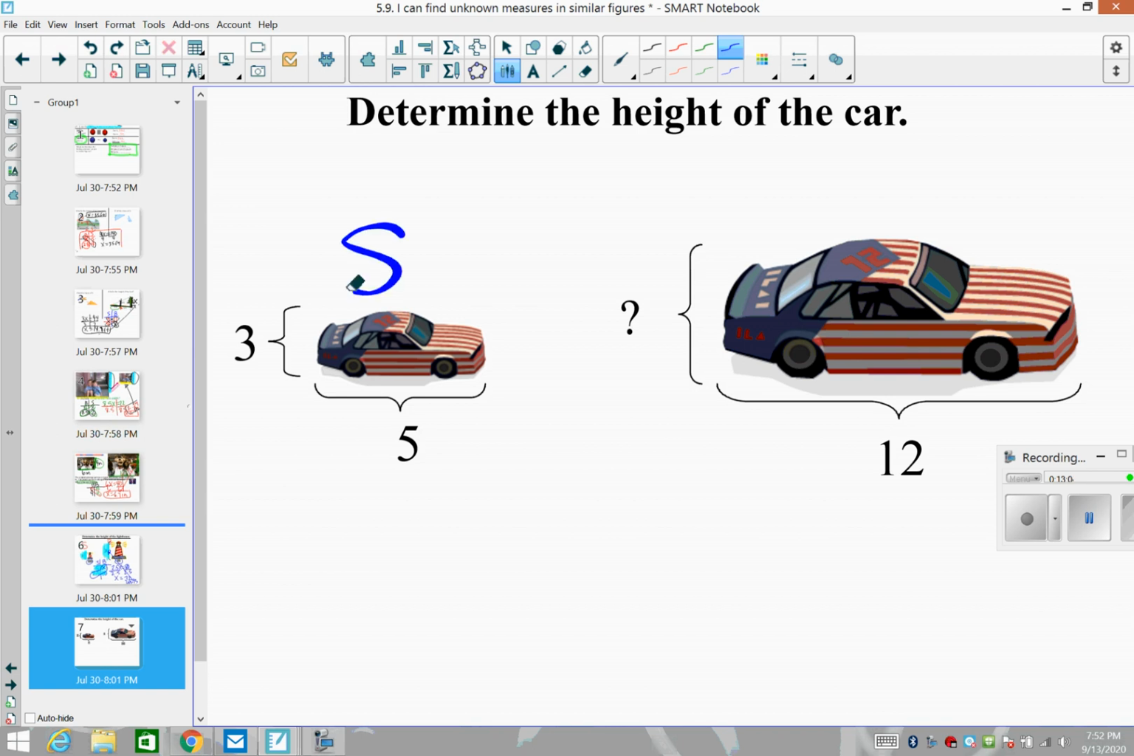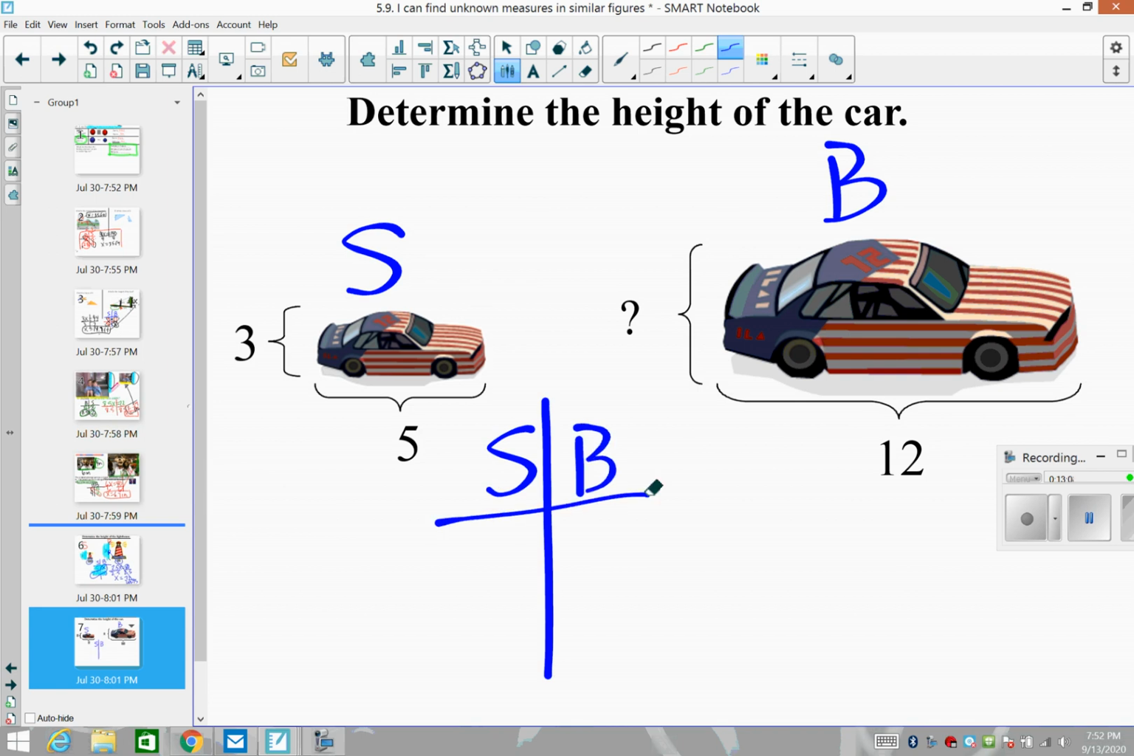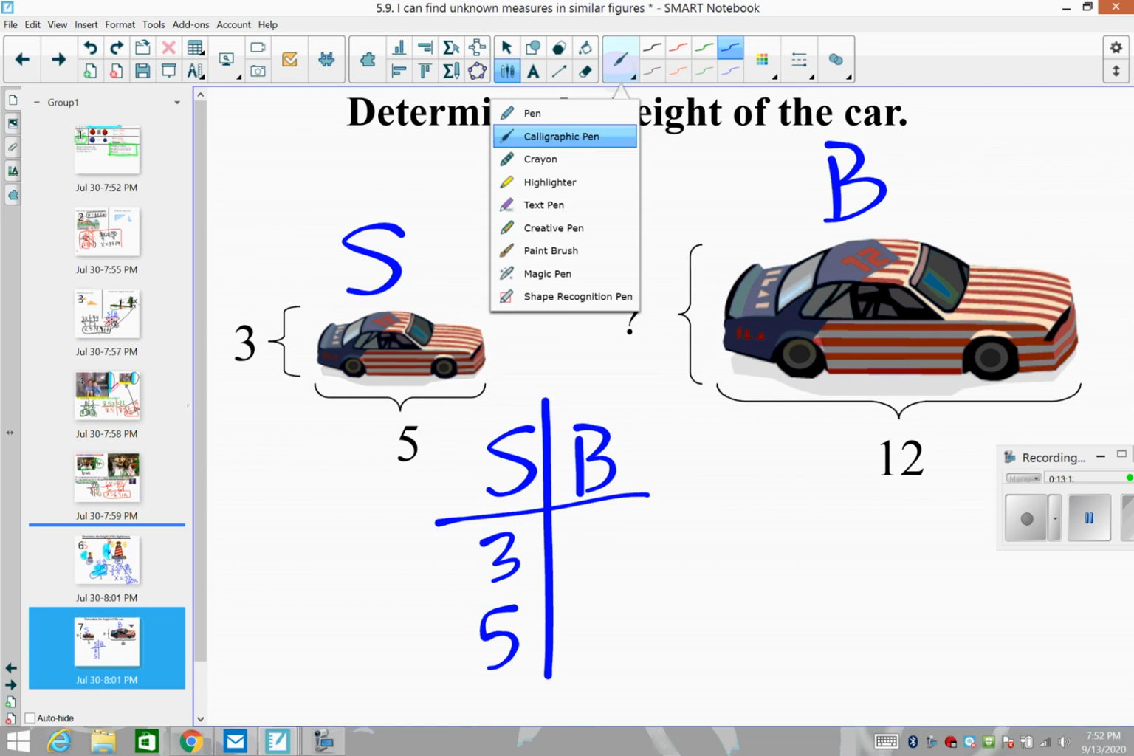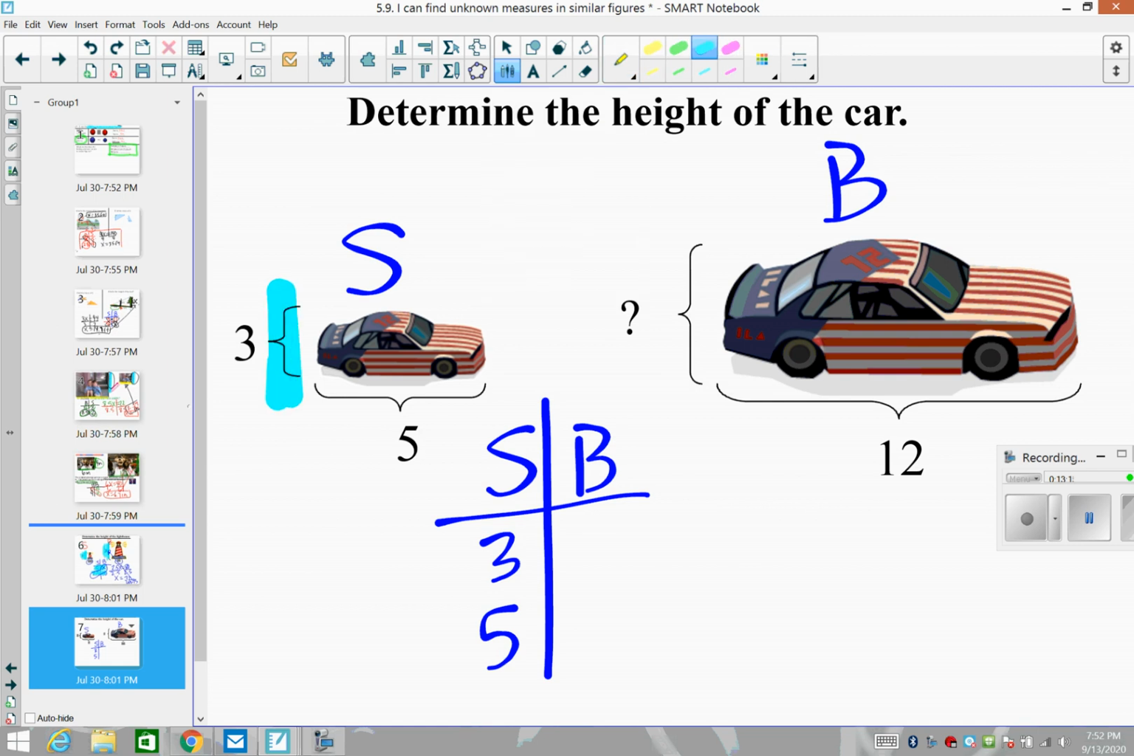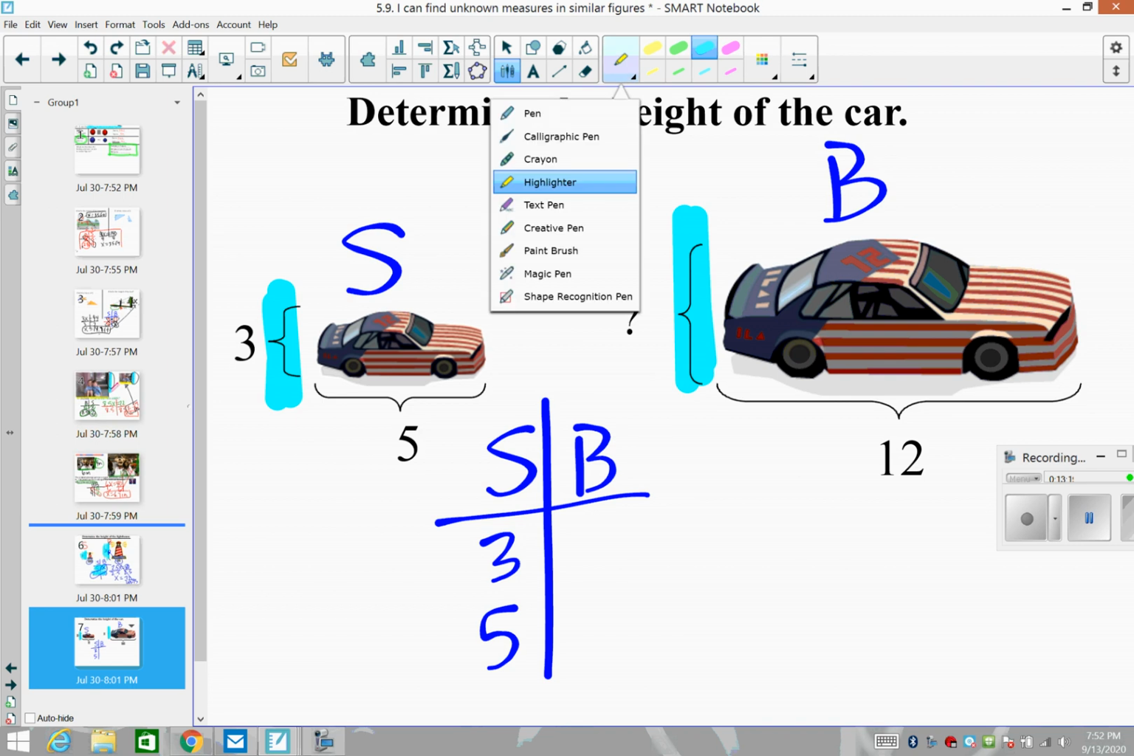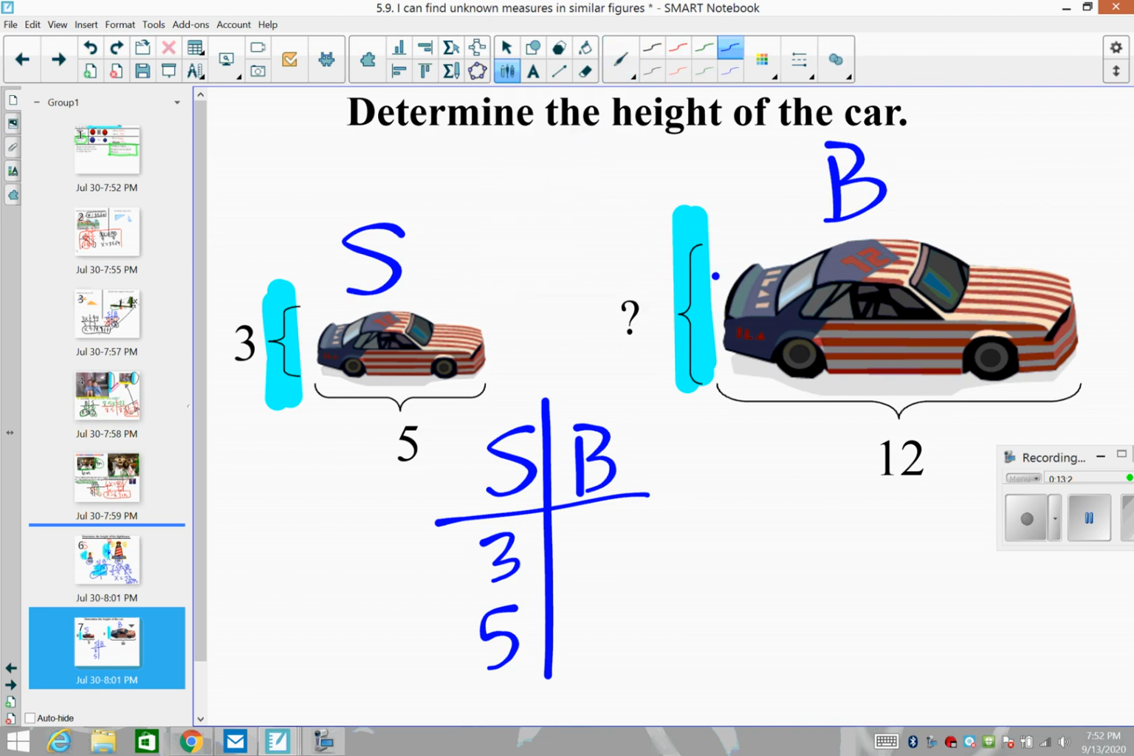So we have small, big. We have 3 to 5. The height of the car corresponds to the height of the enlarged car. I guess they're both cars, right? So that would be, right now, we would call that x. So they're in the same position. Same position. I want to circle that because I don't want you to think we're multiplying there. The width of the car is 5, which would correspond to the width of the large car, which is 12.